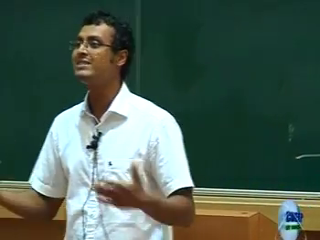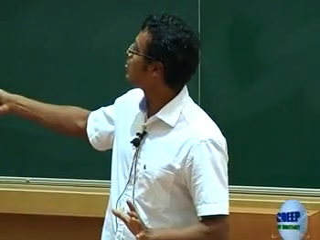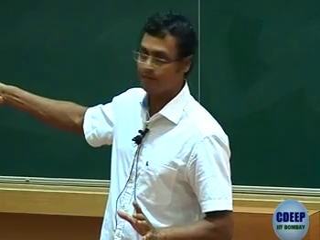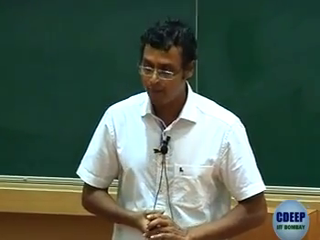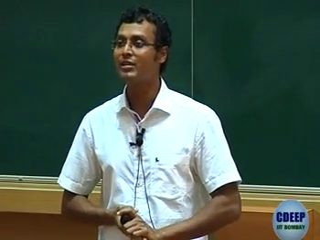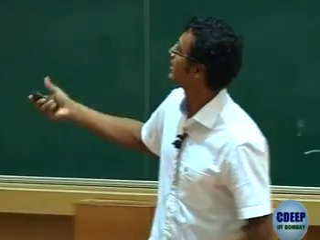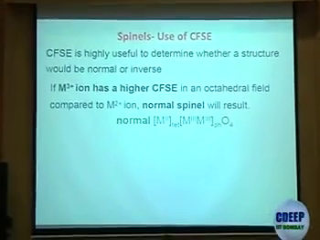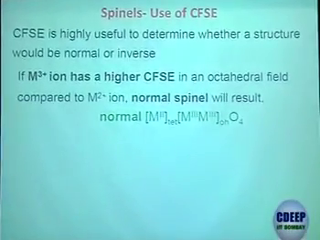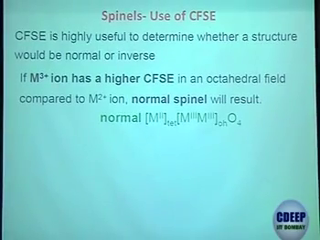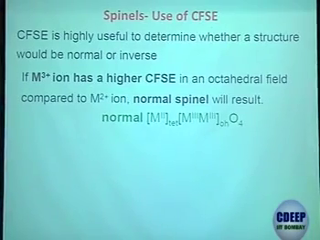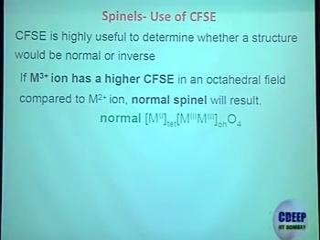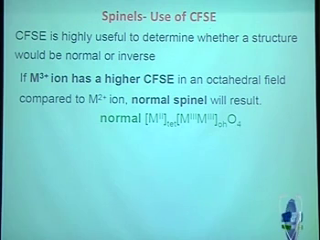Now, what is the criterion? Simply, you have to see whether the metal in 3 plus prefers octahedral or the metal 2 plus prefers it. Let me show you. When the M3 plus ion has a higher crystal field stabilization energy compared to the M2 plus ion, then this is a normal spinel.